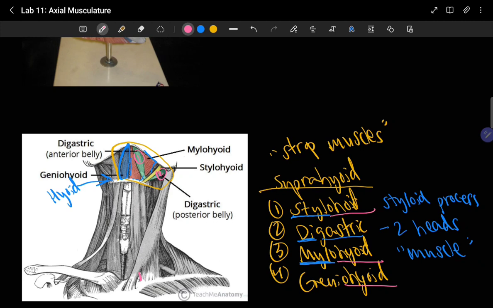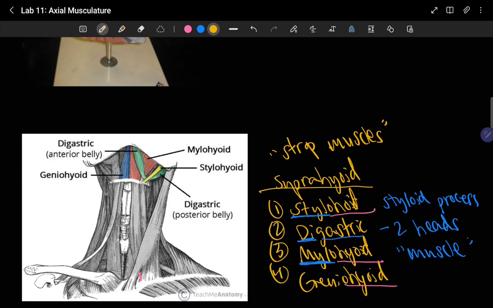So stylohyoid, we get a lot of information about the attachment point, hyoid and styloid process. Digastric tells us it's 2 heads, so we can see head 1 slinging around and then head 2. Mylohyoid, I think M for muscle, this is forming that muscular floor of the oral cavity. And then geniohyoid is, by process of elimination, this last up and down muscle that we see here. So let me get rid of our markings here so you can have this to review. So that is going to be our suprahyoid muscles.